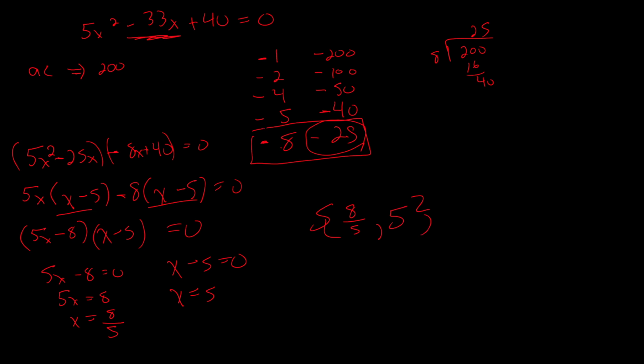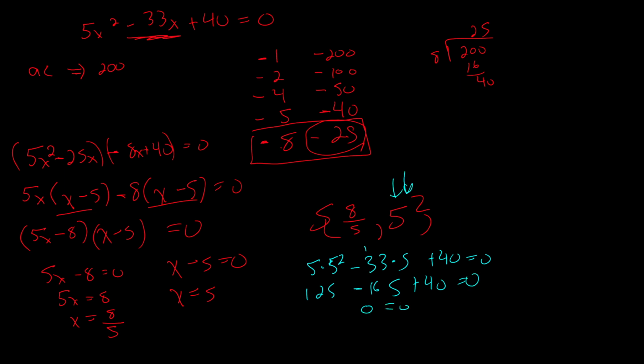Now if I plug these back into here, I will get 0. Let's try it. I think I might end up needing a calculator here. I'll start with 5, and I'll substitute 5, and 5's not too bad. 5 times 5 squared minus 33 times 5 plus 40 equals 0. Well, 5 times 5 squared is 125 minus 165 plus 40 equals 0. Well, 125 minus 165 gives me minus 40, plus 40. Hey, that works. It's not bad.